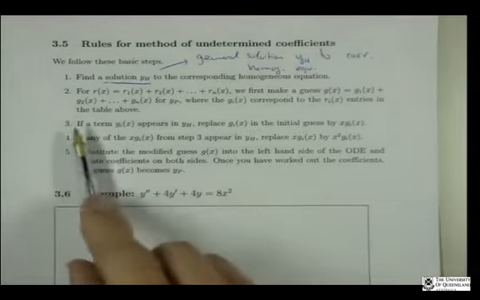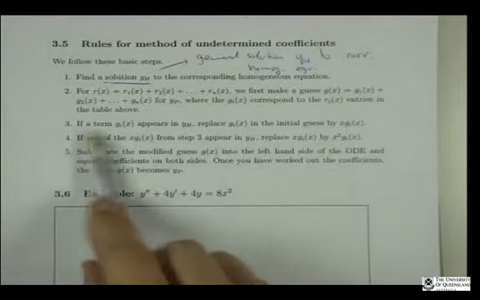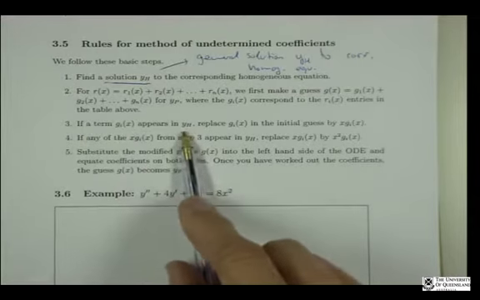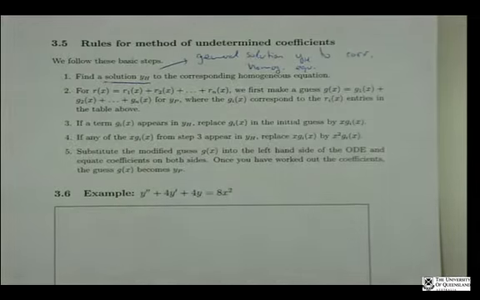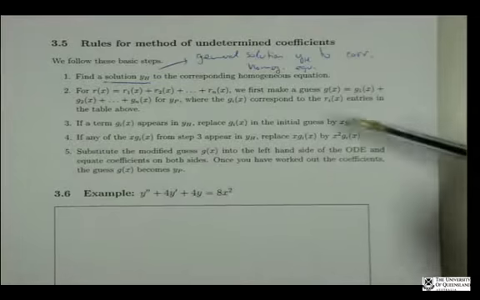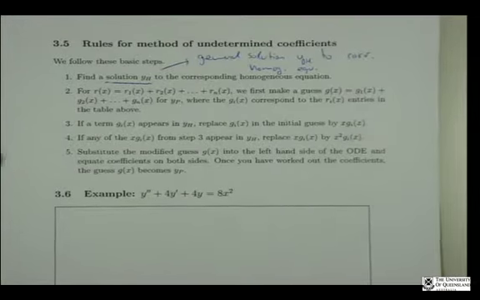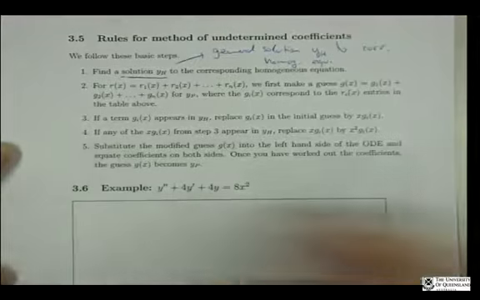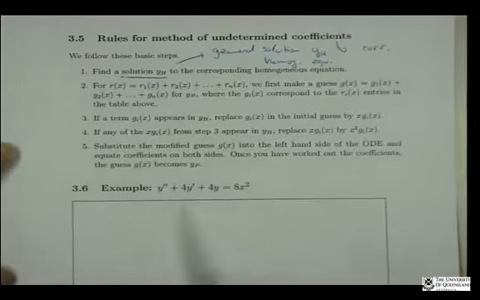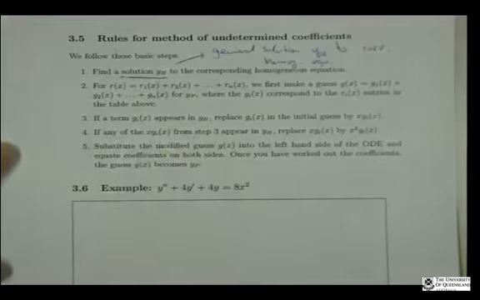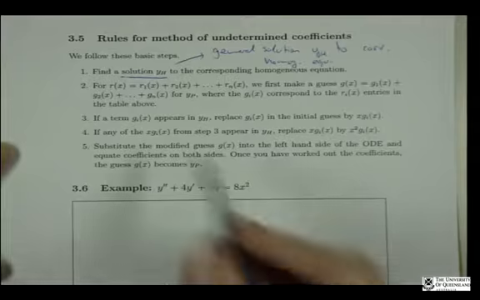Step 3, let's have a look at what it says here. If a term in our guess appears in the homogeneous solution, we can replace that guess by another guess where we just multiply the original guess through by x. Step 4, if that still doesn't work, if x times our first guess is still in the homogeneous solution, that can happen, and I'll show you an example where it does happen.